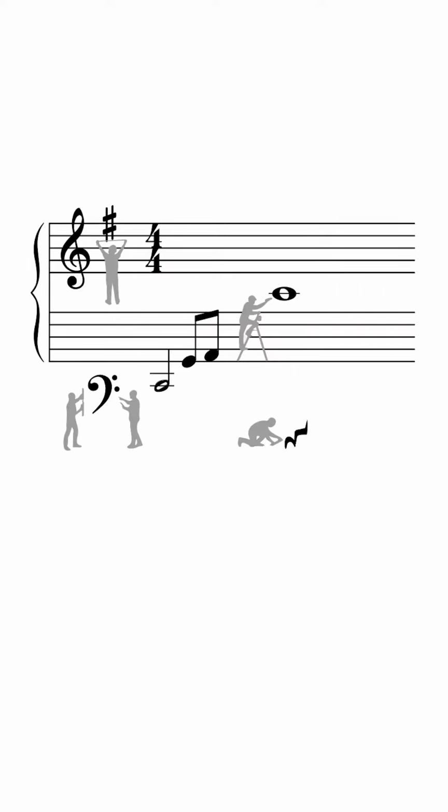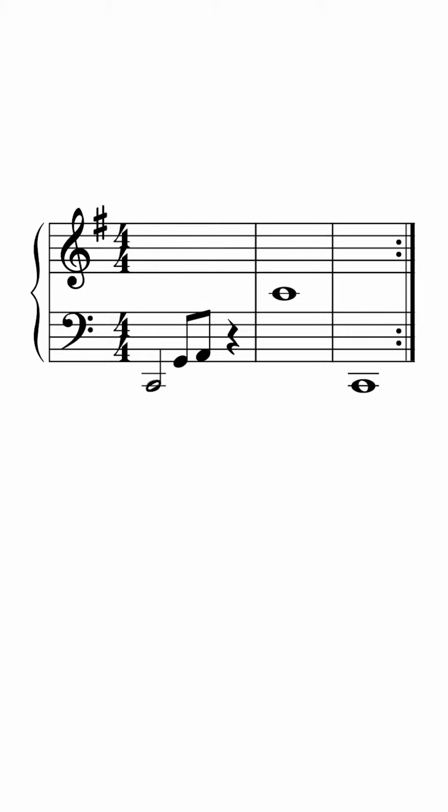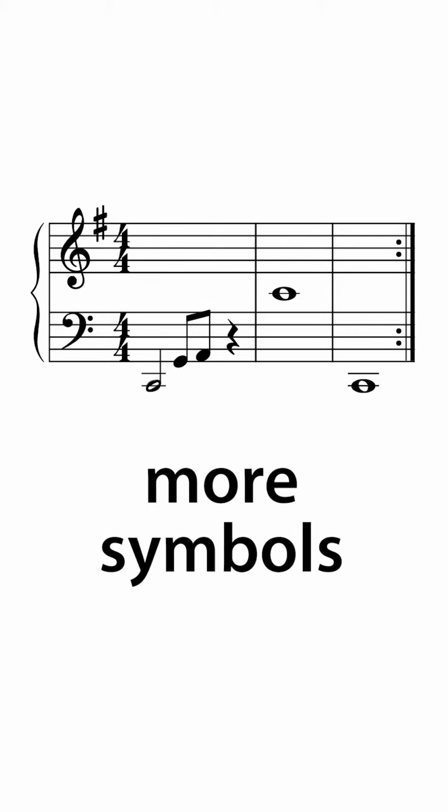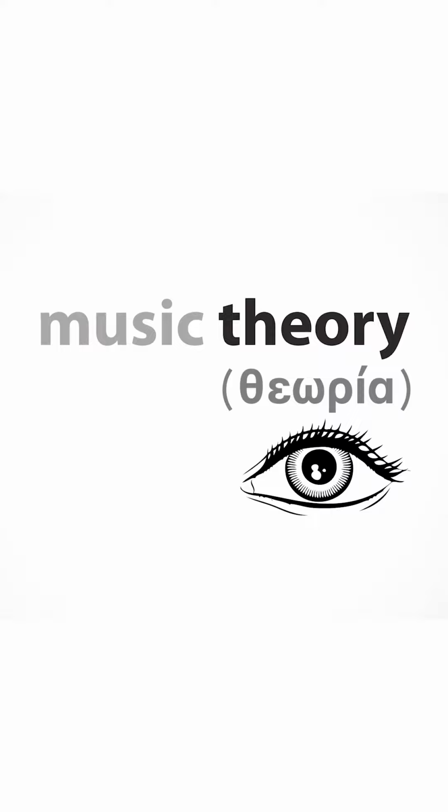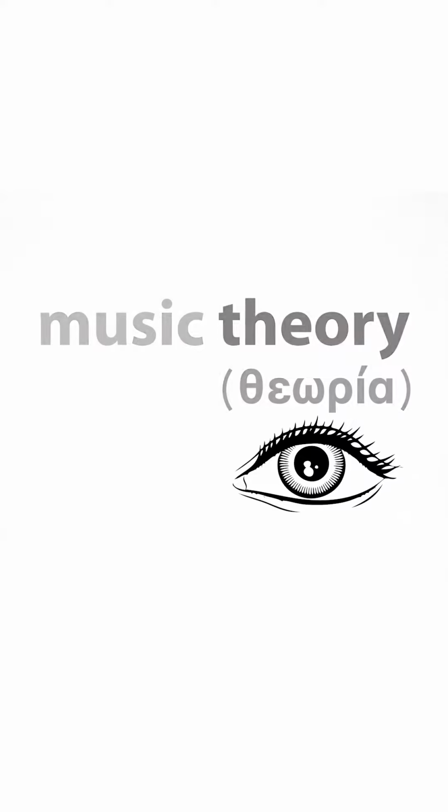And it was only later that notation was awkwardly retrofitted by musicians in an attempt to illustrate theory by adding more and more symbols. Although it didn't really work. Because here's the thing, the term music theory means to see sound. The word theory comes from the Greek theoria, which means to look at, view, or see.